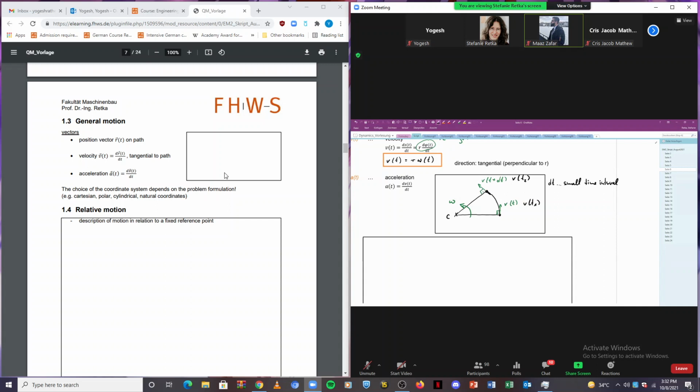Okay, now let's get back to the change in magnitude of the velocity. Let's have a look at that.